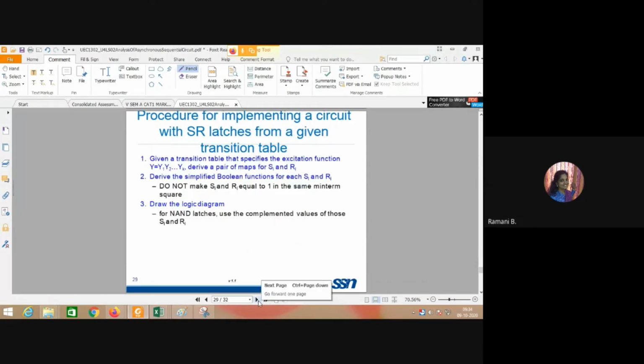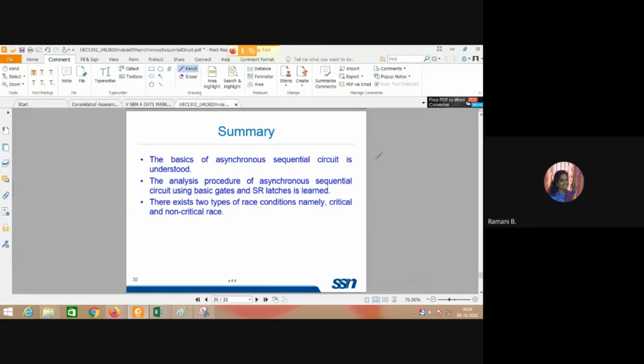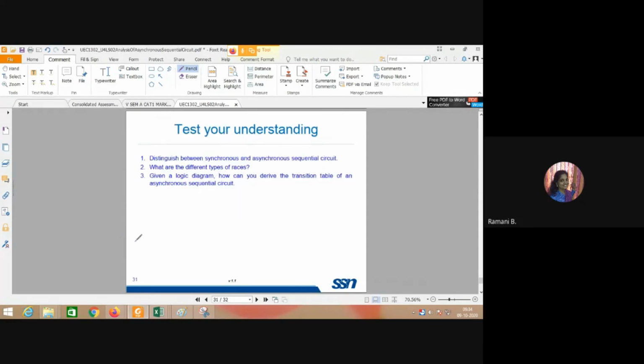The procedure for this is given over here. We have seen the basics of the asynchronous sequential circuit and the analysis procedure using basic gates as well as SR latches, and we saw the types of race conditions in this. A few questions are given. Like this only they may ask: given a logic diagram, how can you derive the transition table of an asynchronous sequential circuit? You should give the procedure in the form of steps.